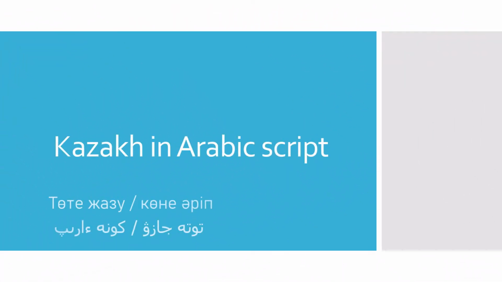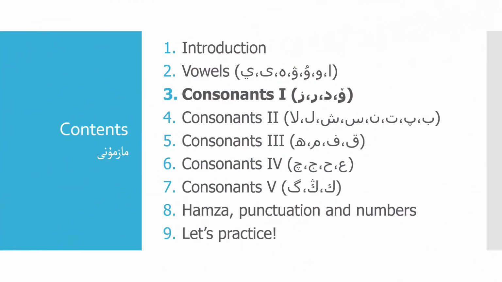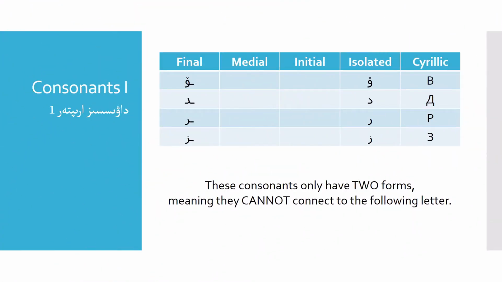In the last episode, we covered all the letters representing vowels. And in this lesson, we'll start looking at consonants. In particular, letters that have two forms. Be reminded that these letters cannot connect to the next letter.